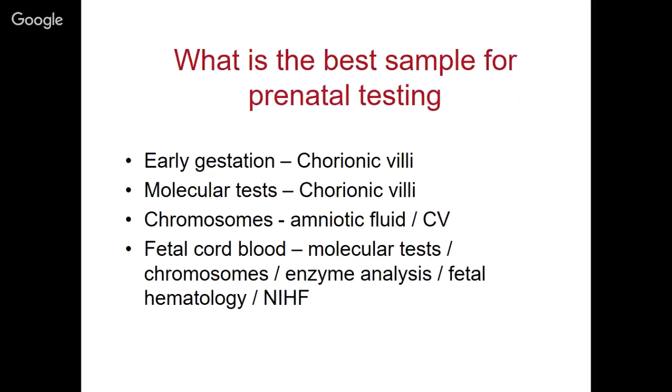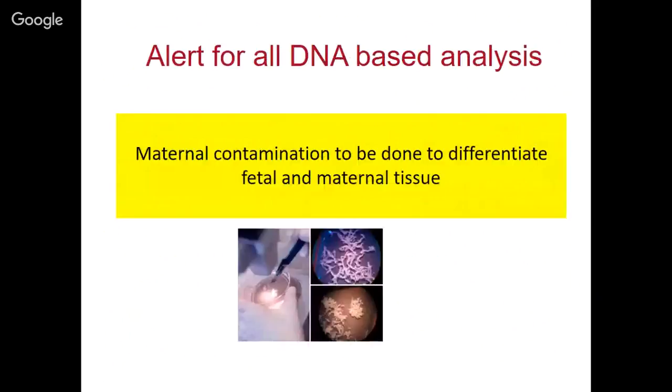And the advantage of fetal cord testing is that in addition to doing all the tests that you can do on a CV or an amniotic fluid, you can also look at, say, the hematological profile of the baby, especially if there's a non-immune hydrops. You could do enzyme analysis in these fetuses. But it is very important for all of us to know that whenever we do any prenatal test, we need to check for maternal contamination to differentiate fetal and maternal tissue. This is done by two methods. One, by dissecting the villi, as you can see here. These are the chorionic villi with no maternal decidua. And second, by molecular methods.